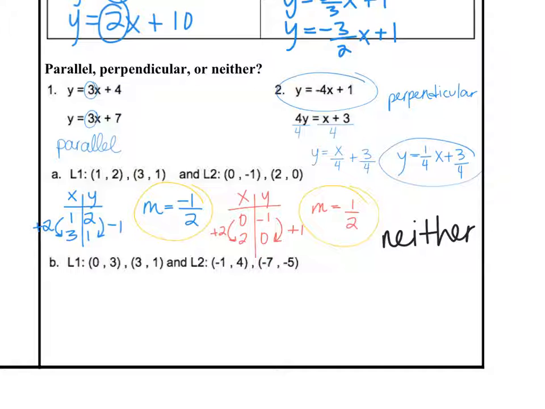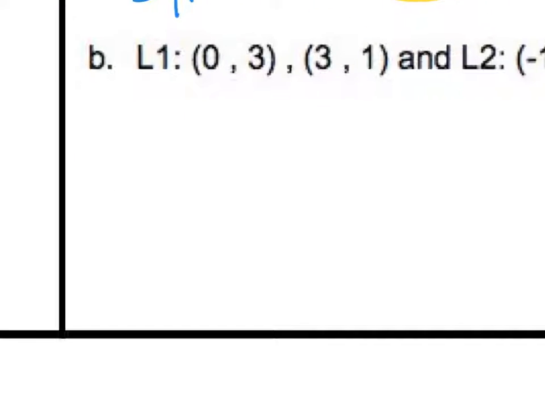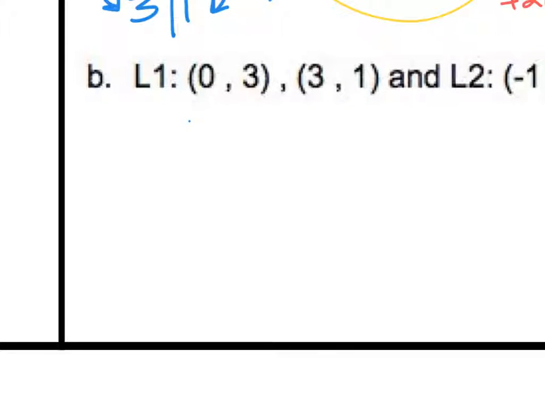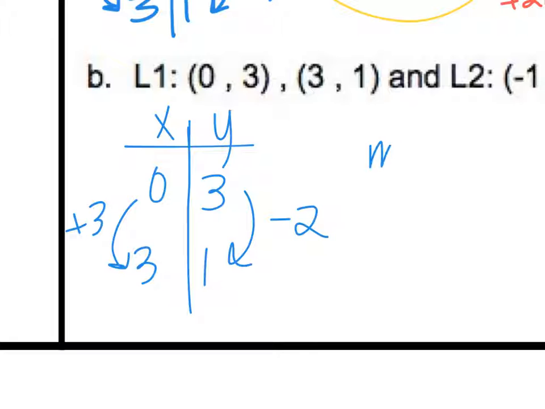If you feel good about these problems and you want to do the next one on your own, that's fine. I'm going to go through it on the board. So we find the slope for L1. I'm going to use a table. 0, 3, 3, 1. My change in y is -2. My change in x is +3. So we put that in a fraction: -2 over 3.